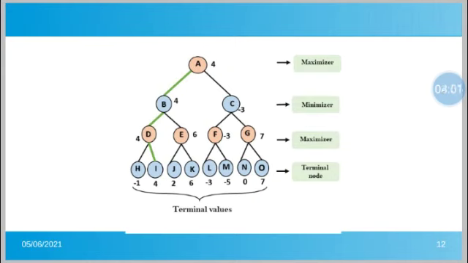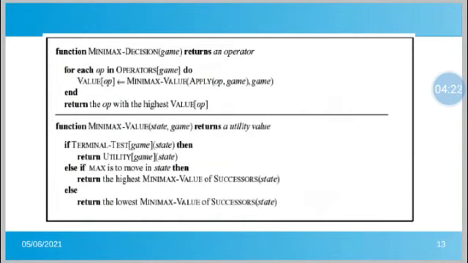So this is how it works. First max will play, and max will choose the maximum between B and C. Then at B, min will choose the minimum between D and E, and at D, max will choose the maximum between H and I. So this is how the minimax algorithm works. This is what is written in the algorithm. Max will choose the maximum value and try to increase its utility, and min will choose the minimum value and try to reduce the utility of max.